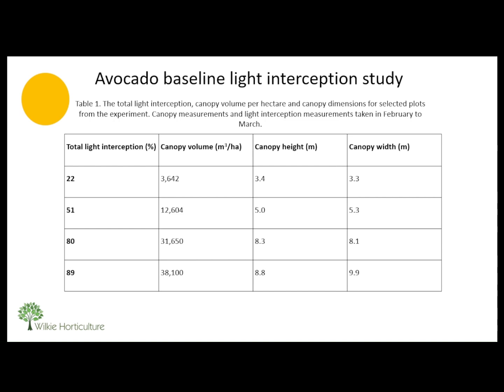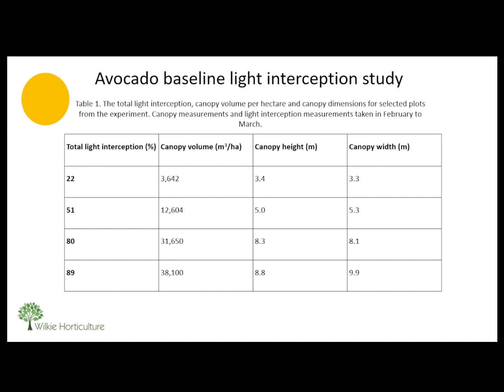Moving up to 80% total light interception, canopy volume about 30,000 cubic metres per hectare, canopy height about 8 metres, maybe a little more, canopy width about 8 metres. I should mention here that these orchard blocks were either 10-metre row spacings or 11-metre row spacings, indicating that we've got a 2 to 3 metre alleyway here.